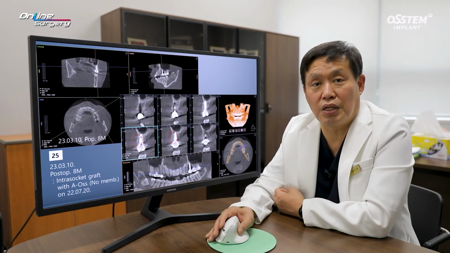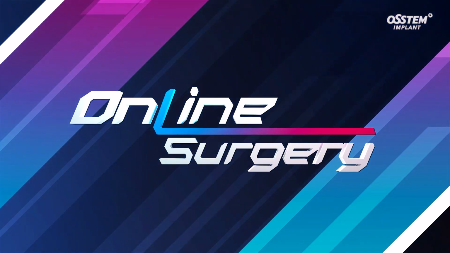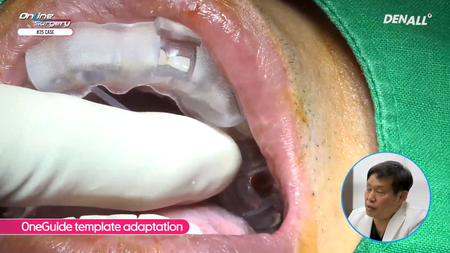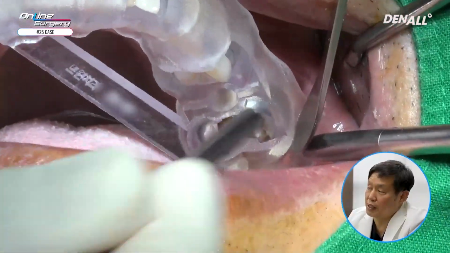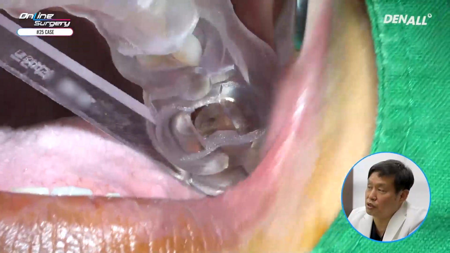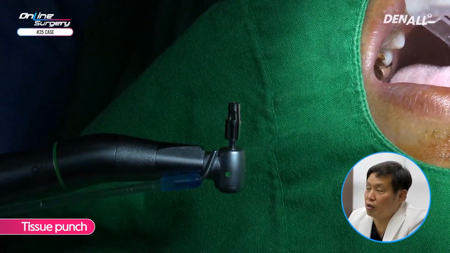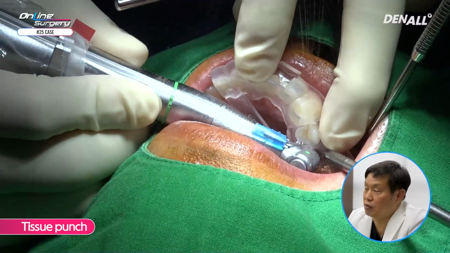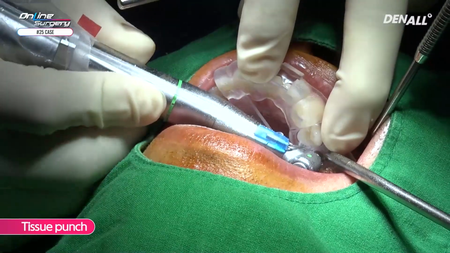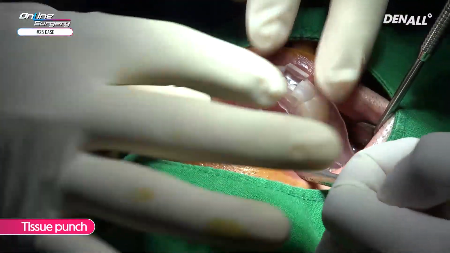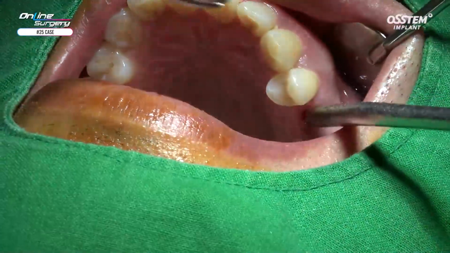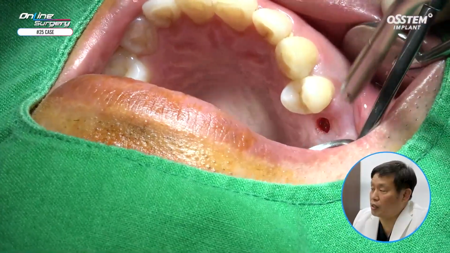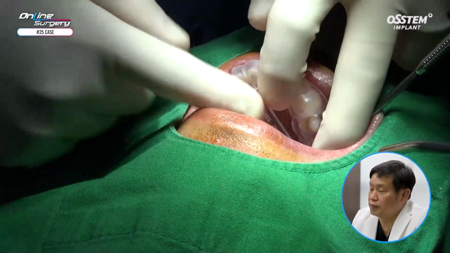Let's look at the surgical clip. It's been 5 months since extraction, so it's been healed. One guide template is adapted. A window is used to position the one guide template. A tissue punch is used to remove overriding mucosa. A tissue punch is used to remove gingiva thoroughly. Although an intra-socket graft is included in the plan, an incision is not made. A tissue punch is used to remove gingiva, and the implant will be placed.